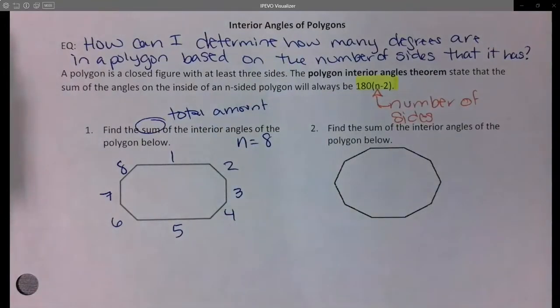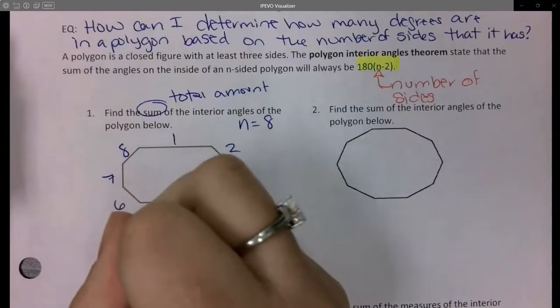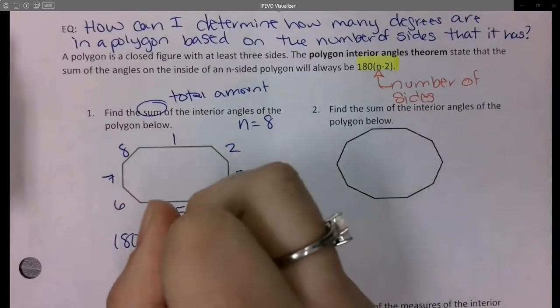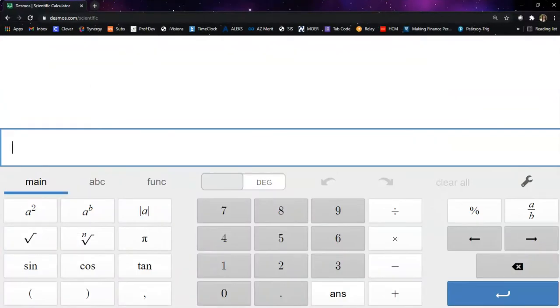Then what I want to do is plug into my formula. I am going to have 180, parentheses, 8 for n, minus 2 from the formula. Then I want to go ahead and go to Desmos and type this in, which gives me 1080.